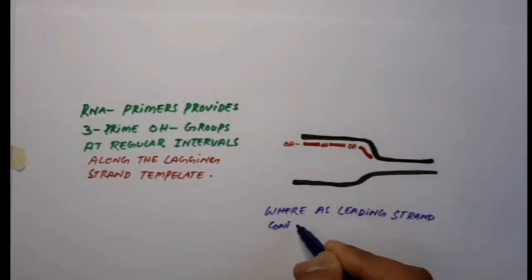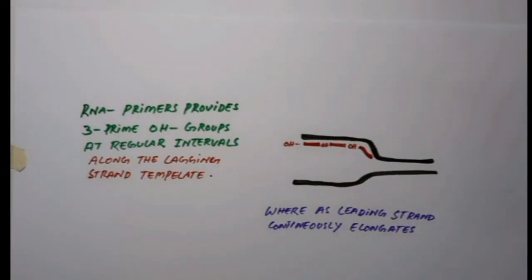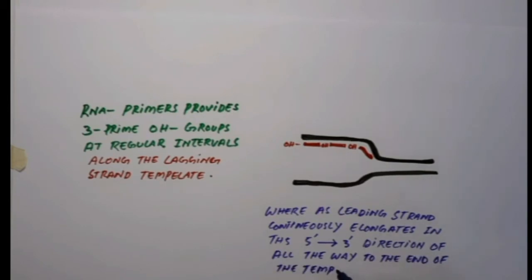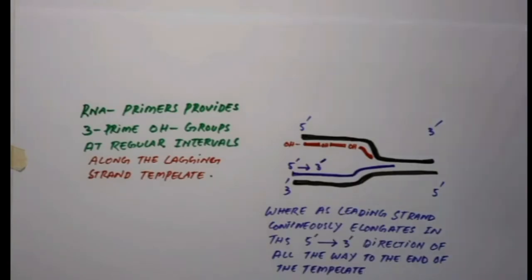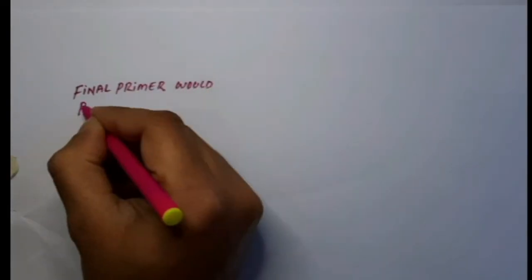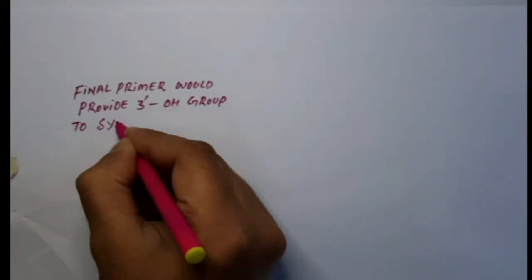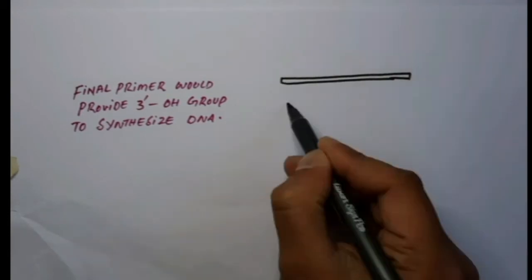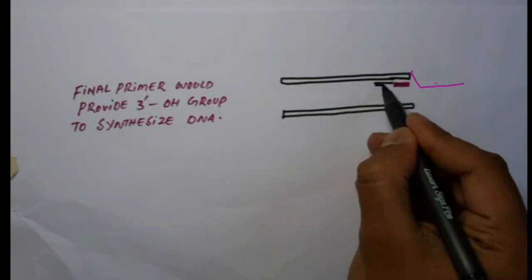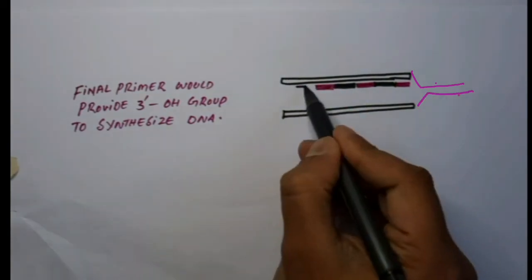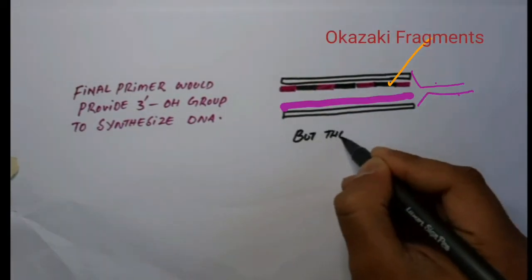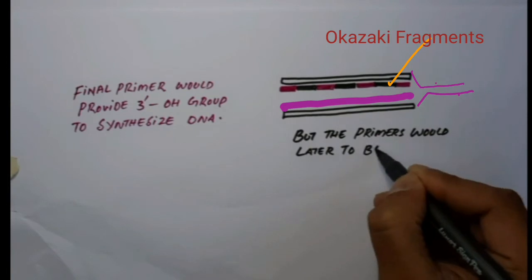Whereas the leading strand continuously elongates in the 5' to 3' direction all the way to the end of the template, the final primer would provide a 3' hydroxyl group to synthesize DNA. Here, as shown in the diagram, short stretches of adjacent DNA fragments are called Okazaki fragments, but the primers would later be removed.